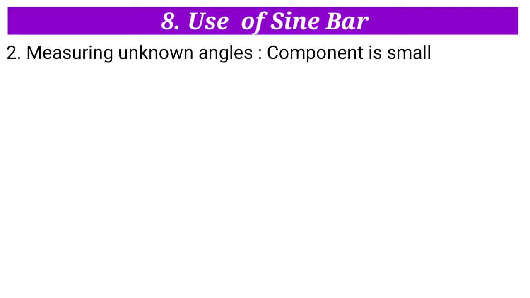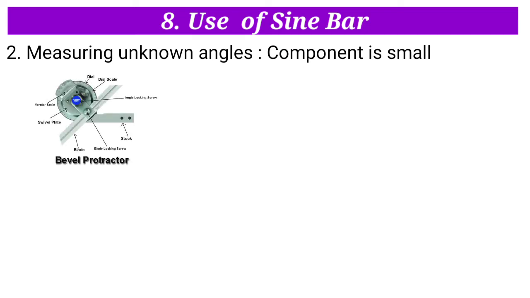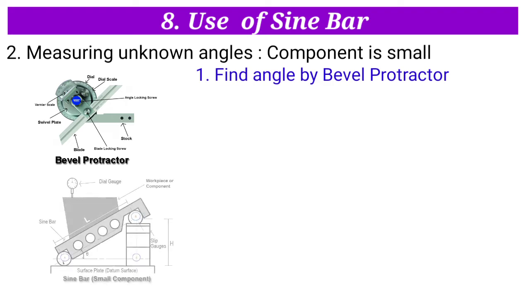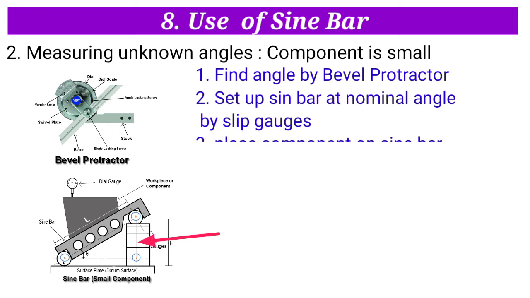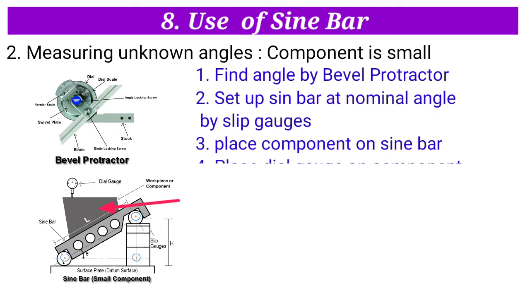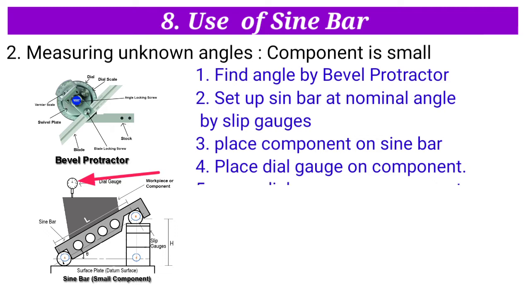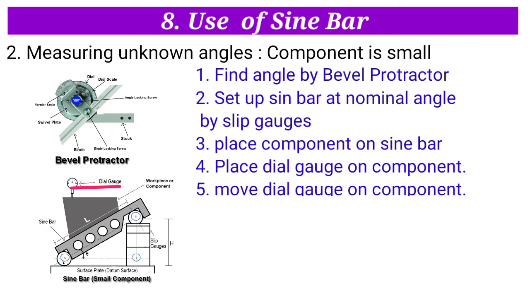For measuring an unknown angle, it is necessary to first find the angle approximately with the help of a bevel protractor. The sine bar is then set up at that nominal angle on a surface plate by a suitable combination of slip gauges. The component to be checked is placed over the surface of the sine bar. The dial gauge is then set at one end of the work and moved along the upper surface of the component.